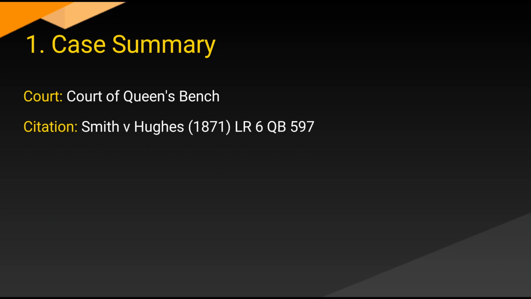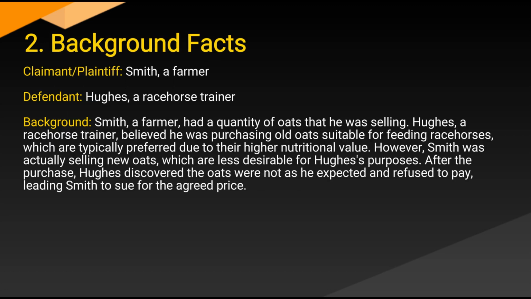Case summary. Court of Queen's Bench. Citation: Smith v. Hughes, 1871, LR 6 QB 597. Background facts. Claimant plaintiff: Smith, a farmer. Defendant: Hughes, a racehorse trainer. Smith, a farmer, had a quantity of oats that he was selling.